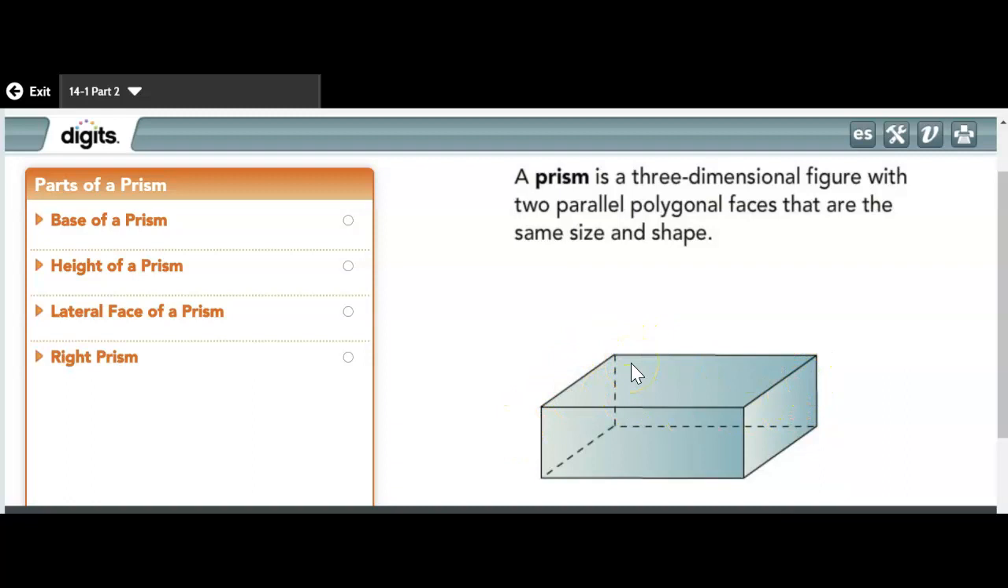An example would be a tissue box. A tissue box sitting on a desk, that bottom part is a polygonal face. The top, where you take your tissue out, is another polygonal face, and they are parallel to each other. So a base of a prism is one of a pair of parallel polygonal faces that are the same size and shape. So the top and bottom in this case are our bases.